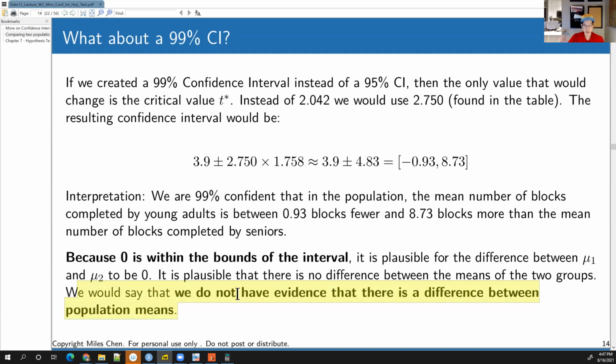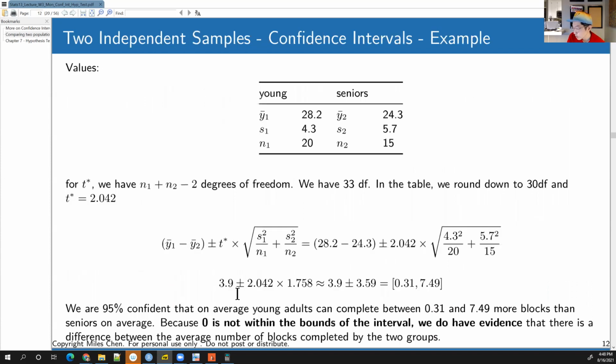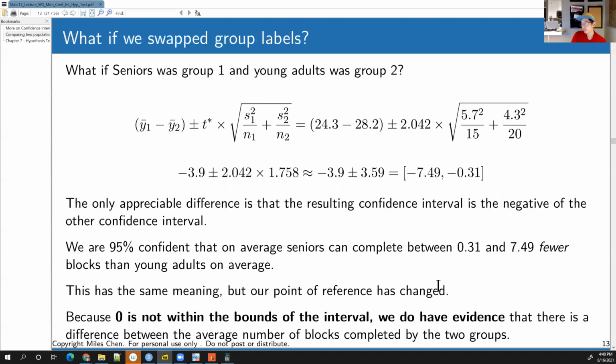So again, same data, different conclusions, because we have different levels of confidence, right? If we're only going to be 95% confident, we can say, oh, you know what? Here's my interval. 0 is not within the bounds of the interval. I can conclude that there is a difference between the average number of blocks completed by young adults and the average number of blocks completed by seniors.